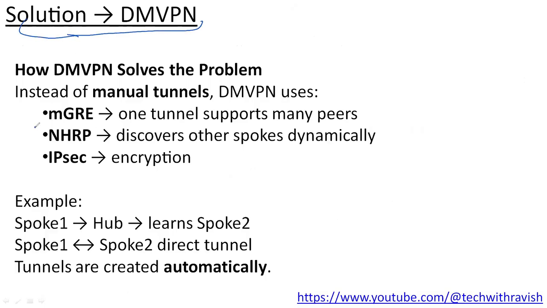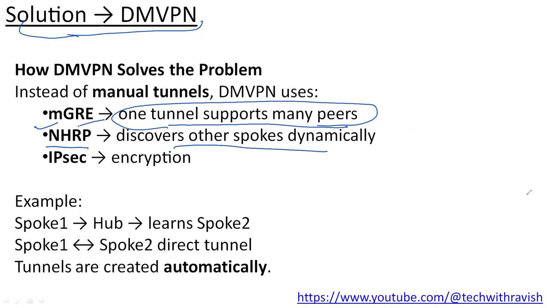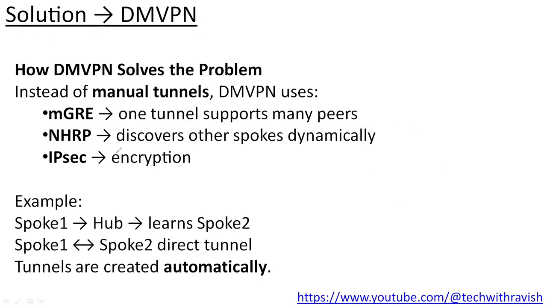Like one tunnel supports many peerings. That means a single tunnel can have multiple exit interfaces with the help of mGRE. NHRP discovers other spokes dynamically. So NHRP is a protocol that discovers the spokes dynamically. Okay, IPsec provides the encryption.